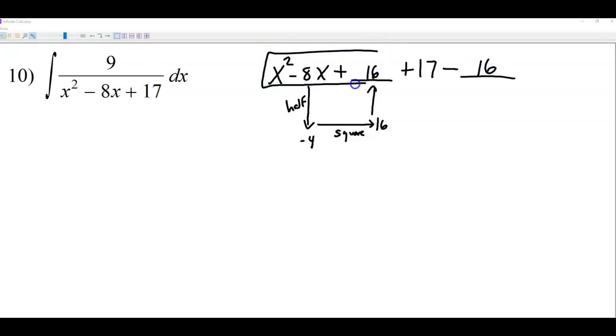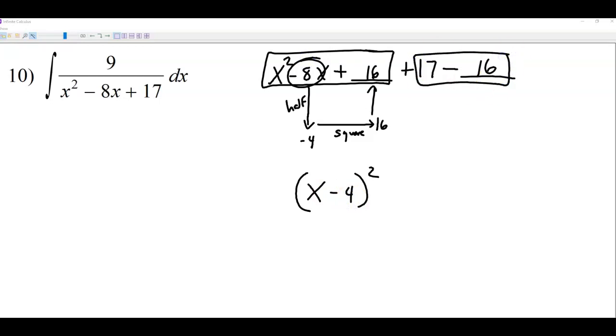Now this creates what's known as a perfect square trinomial. And when you factor those, they always look like this. The only thing that looks different is you take half of this middle number here, which is negative 4. Then we're going to combine these together. 17 take away 16 is 1. And that's what I'm going to start by doing, is replacing my denominator there with x minus 4 squared plus 1.